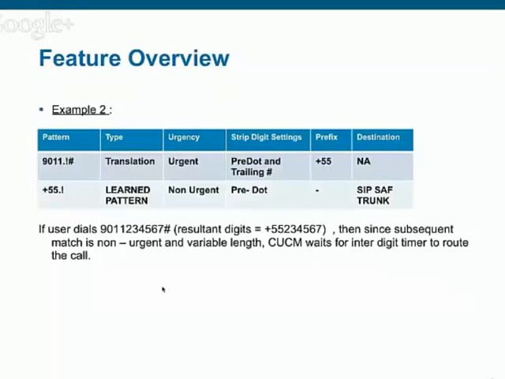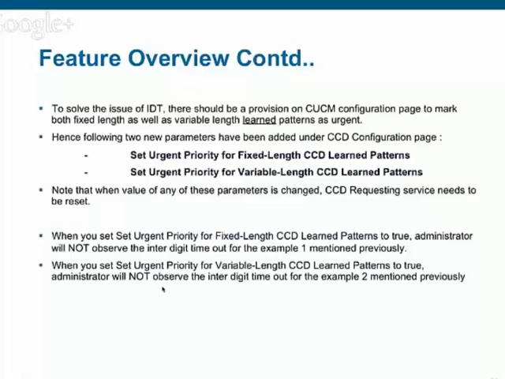But in our second example, it's a variable length pattern. So in order to overcome this issue of dealing with both patterns, we have introduced two parameters which talk about fixed length CCD learned patterns and variable length CCD learned patterns. So we can set urgent priority on each, and it can be done only by the administrator.